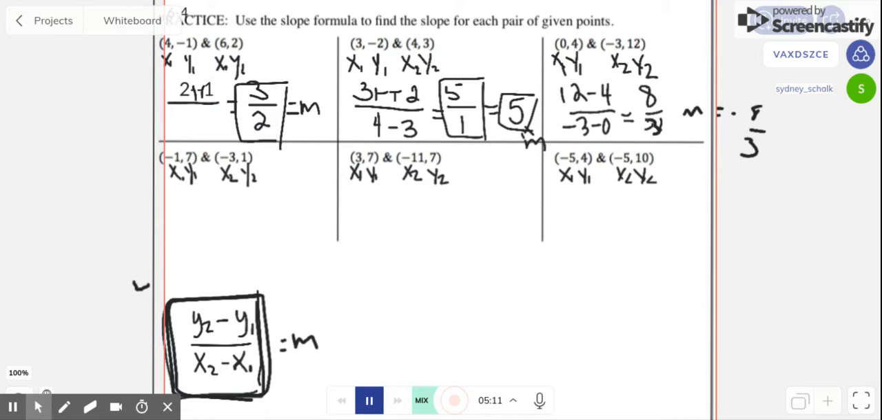Now all we have to do is plug it into our formula. So we have 1 minus 7 over negative 3 minus negative 1. 1 minus 7 gives me negative 6 over negative 3 plus 1, which is negative 2. Well, negative divided by a negative is a positive, and 6 divided by 2 is 3.